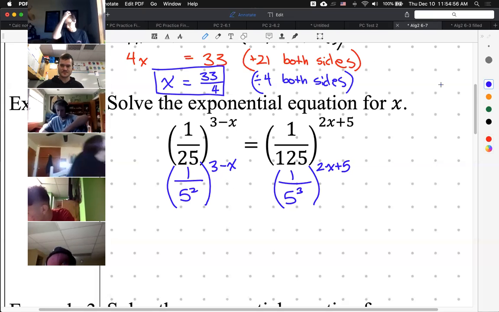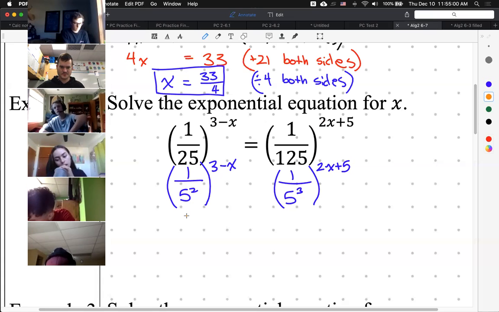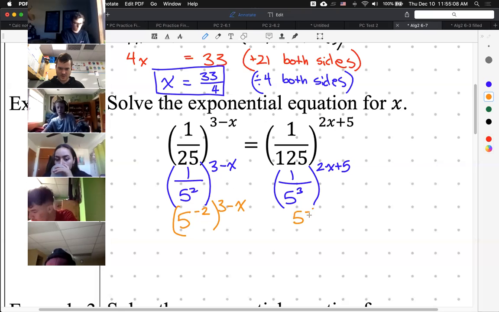Jose? Would you make the power negative, right? Negative, yeah. So 5 to the negative 2, and that's all to the power of 3 minus x. This is 5 to the negative 3 to the power of 2x plus 5. Nice.